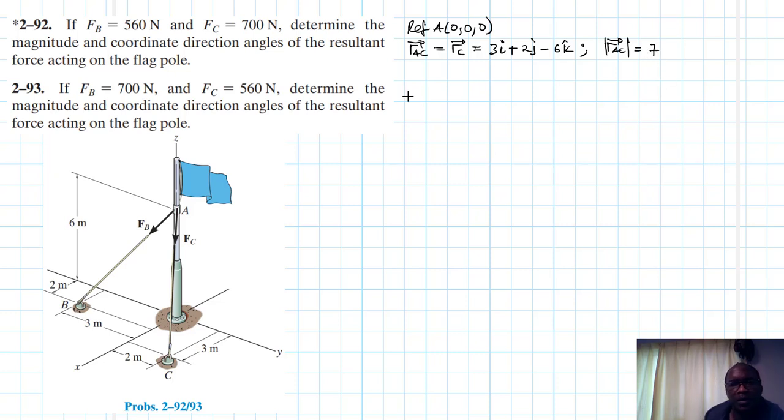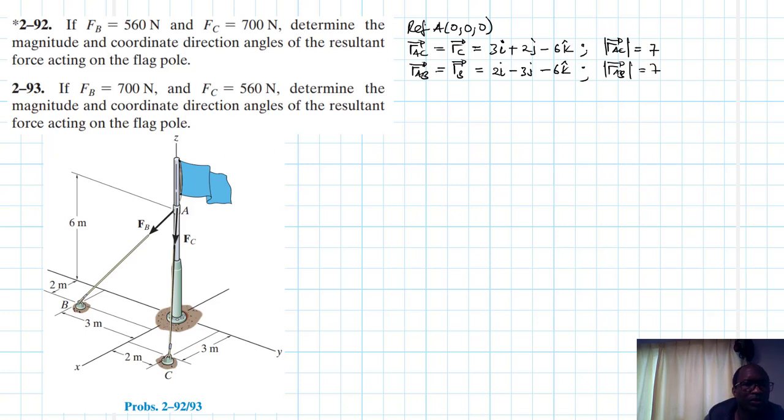Then we have RAB, which is also just equal to RB, and this is equal to, in the x component, 2i, in the y minus j, and z is minus k. The magnitude remains the same, using the Pythagoras theorem, the numbers are the same: 2 squared plus 3 squared plus 6 squared, the square root of the answer is 7.